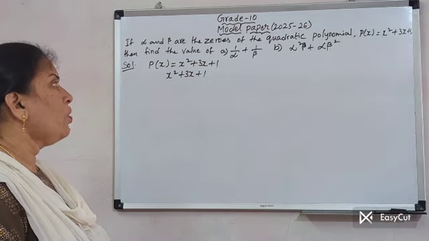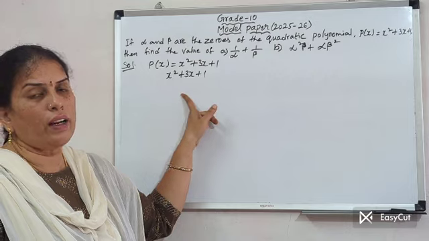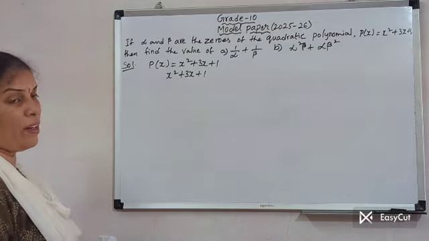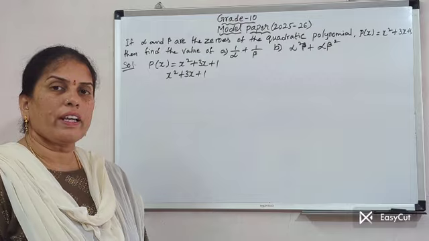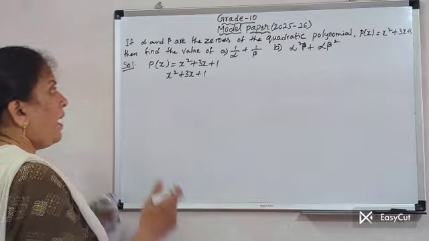Now, what should we think? We should think how to factorize this in another way. We will think in another way. See, what they have given in the question: alpha, beta are the zeros of the quadratic polynomial. We will follow that method.